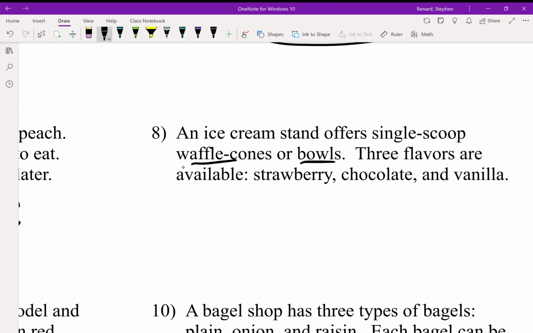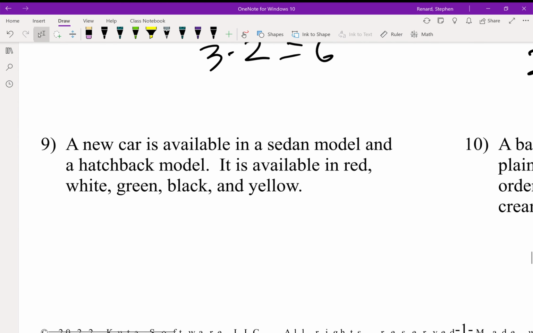Single scoop waffle cones or bowls, 2, 3 flavors. 2 times 3 is 6. Hopefully you all know that 2 times 3 is 6 now.